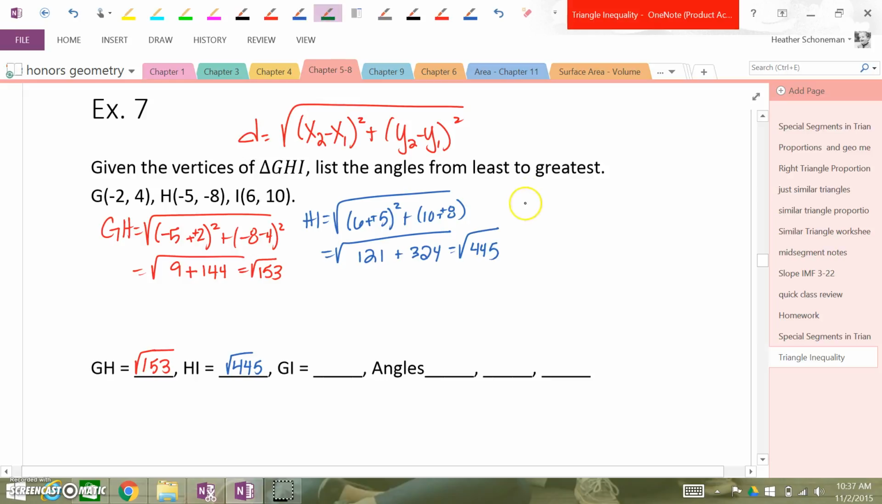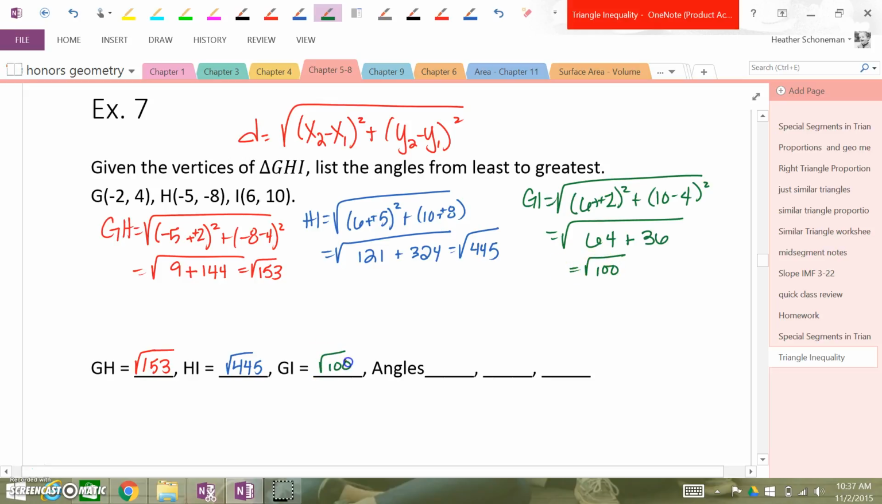Alright, last but not least, GI. So we're going to find GI, and GI would be 6 minus negative 2 squared plus 10 minus 4 squared. Minus negative is plus a positive. 6 plus 2 is 8, so we have 8 squared, which is 64. 10 minus 4 is 6. 6 squared is 36. So we get the square root of 100. Which, yes, it simplifies, but again, you don't need to, because we just want to be able to compare them. We want to keep them all in the radical, so when we compare them, we're comparing the same thing.